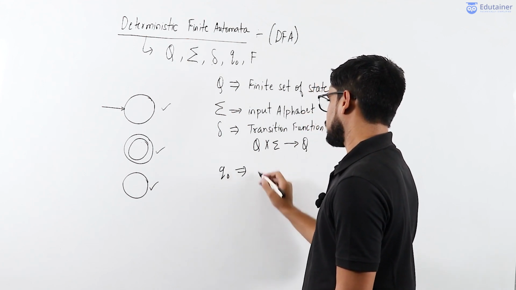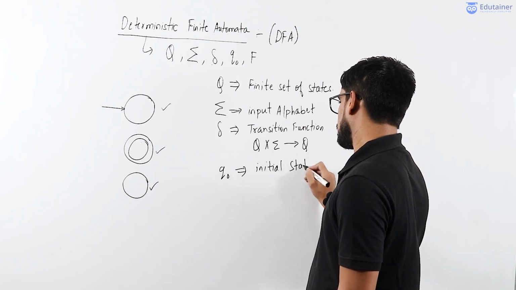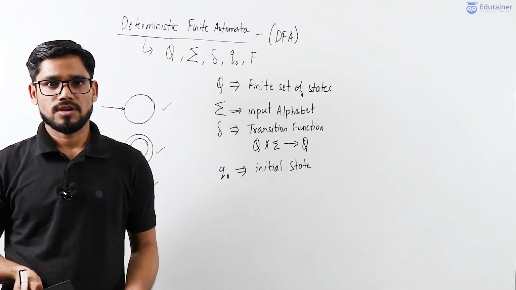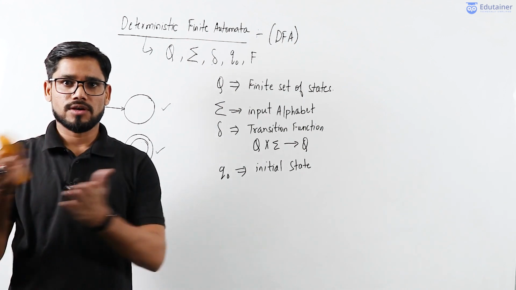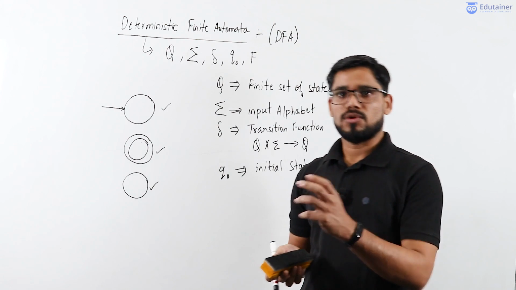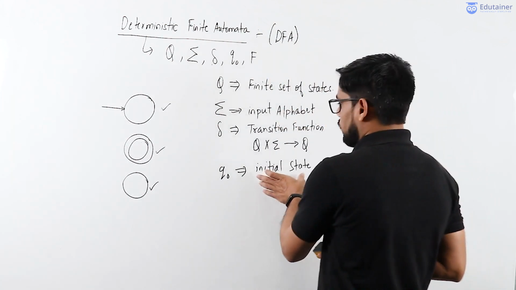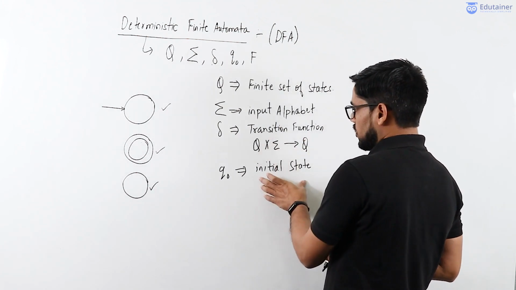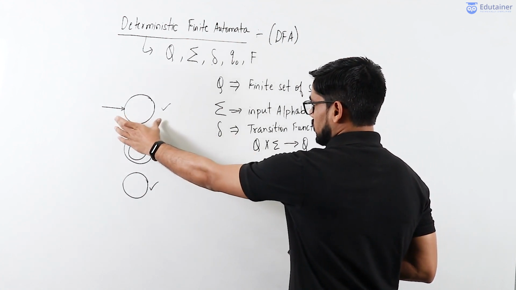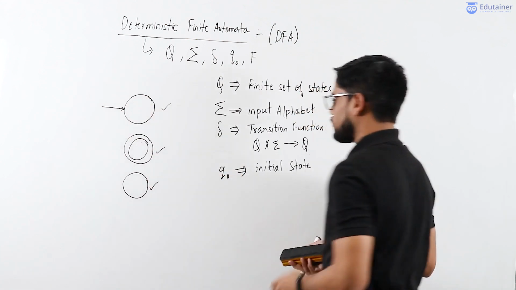Q naught is the initial state. Initial state means where you start a simple machine. If you have some input and a simple machine, how can you start the machine? From some state you can start the machine. This state is nothing but the initial state, and the initial state is identified by an arrow along with a circle.